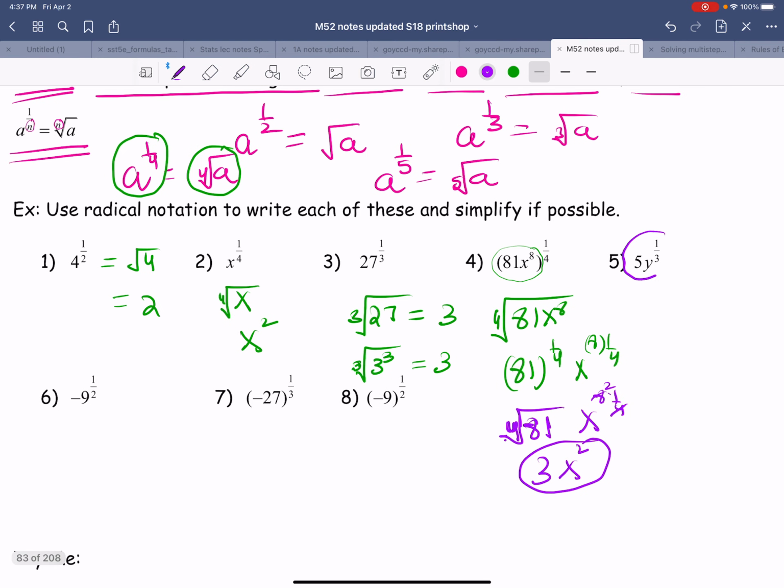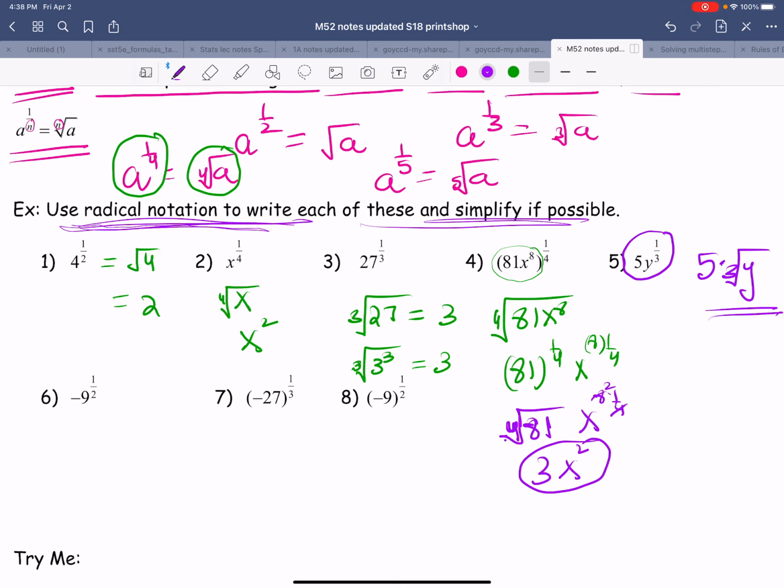5y to the power 1/3. 5 is not raised to the power 1/3; it's important to realize that. I'm going to write it as 5 times the cube root of y. My goal was to write in the radical notation and then simplify if possible. It's not possible to simplify it any further. So it's 5 times the cube root of y.